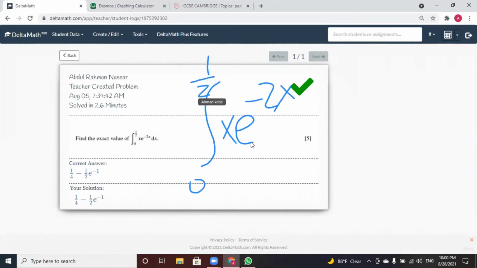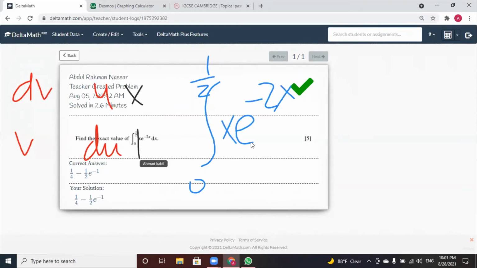Of course, this is an integration by parts problem. So if we have v and du and dv and u, we're going to place x here, and then the derivative would be 1, e power negative 2x here, and then the integral of that would be e power negative 2x over negative 2.